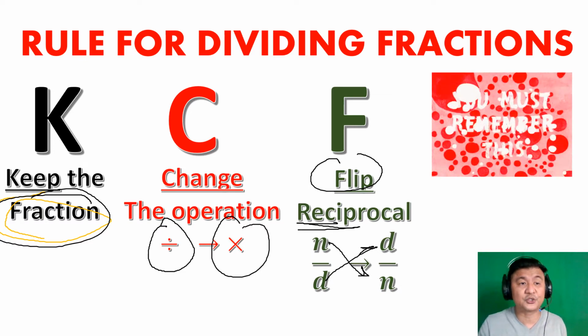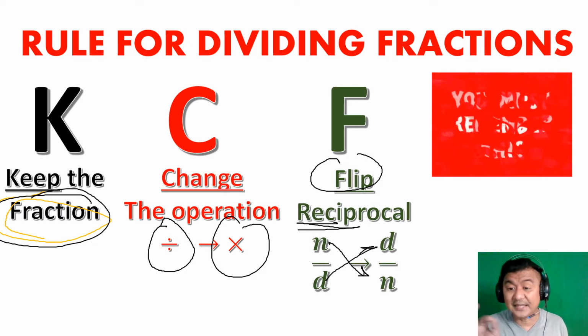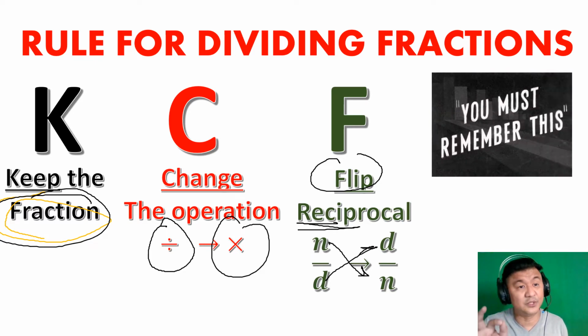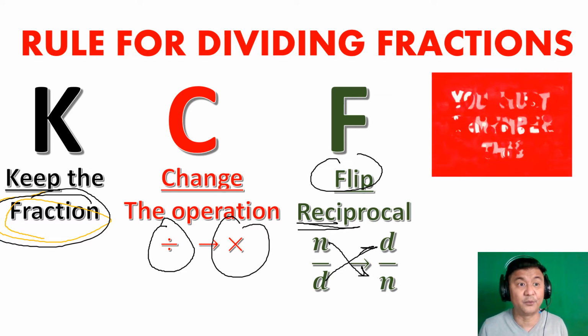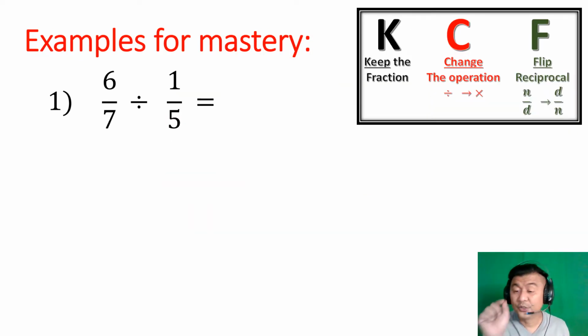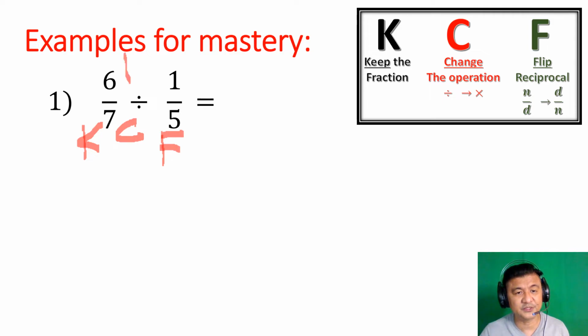Okay, now let's try the following practice exercises, and this will make you really understand and use the rule very well. Okay, so through these examples, you will learn how to use KCF. So the first thing my students do when they see a division, they would immediately write the letters K, C, F. All right, whenever you see division only, immediately that's what you're going to write.